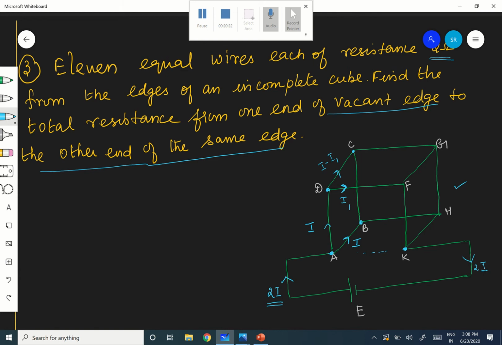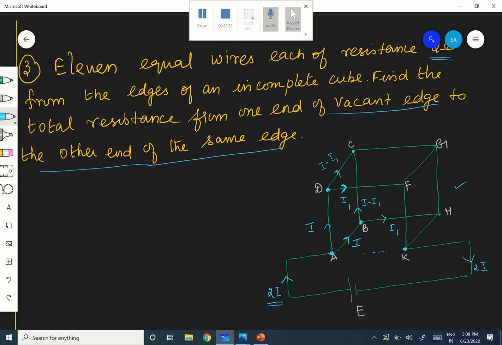So, do the same thing like that. Let this be I1 along BH. Therefore, along BC, it should be I minus I1. Correct? Like that, you have to be very, very careful. Here, you are applying Kirchhoff's first rule, the junction rule. Okay, at every junction, the current should be 0. Current entering should be equal to current leaving.